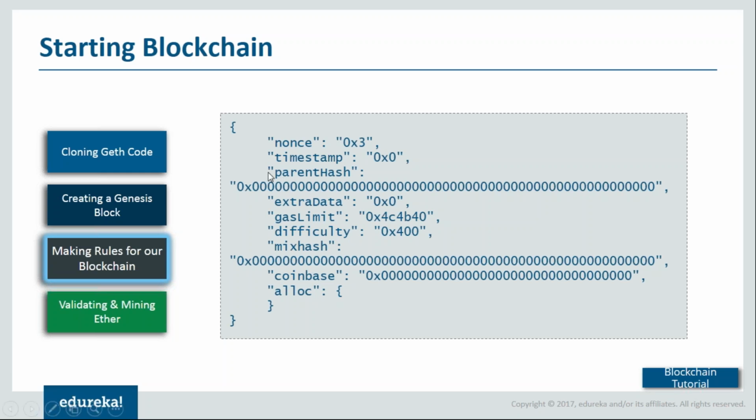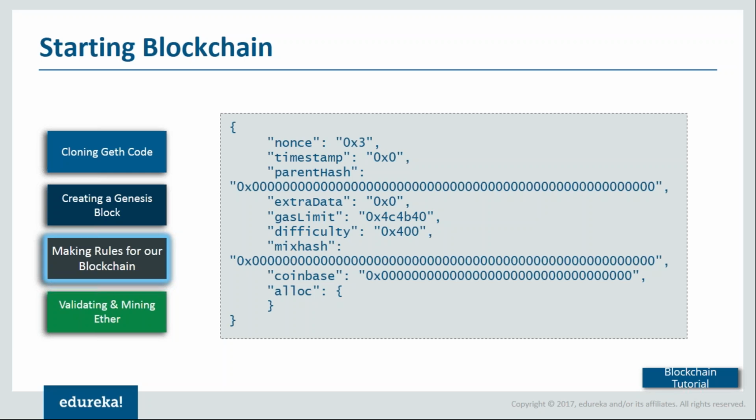Then comes your parent hash. Parent hash is the hash code of a parent. In a blockchain, every block has the hash code of the previous block, and this is how you identify which is a valid block or not. So in our case, we are setting the value of parent hash as well as Coinbase to 0.